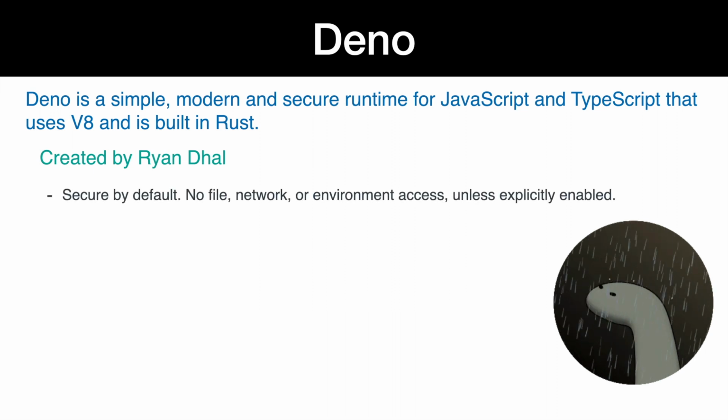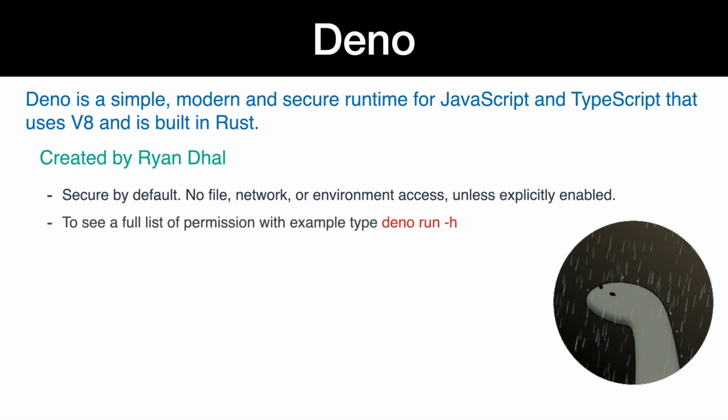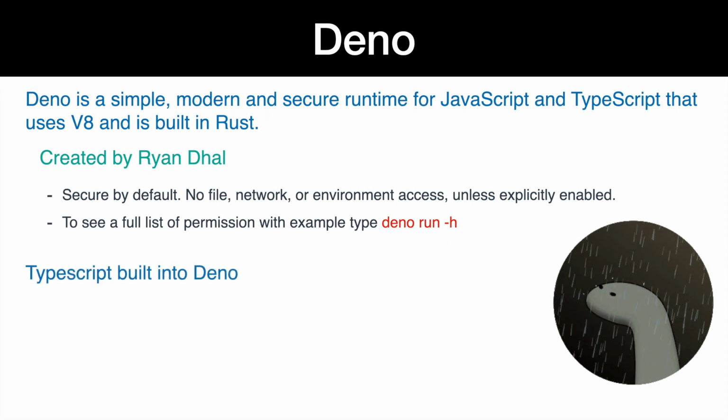It is secure by default. It means no file, network or environment access unless explicitly enabled. To see a list of permissions with examples, type deno run -h. TypeScript is built into Deno, so if you have experience in TypeScript, you can work with Deno easily.